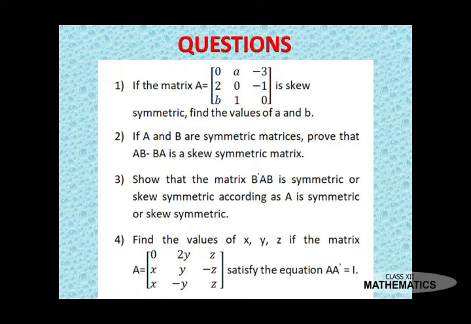Show that the matrix B dash AB is symmetric or skew symmetric according as A is symmetric or skew symmetric. This question is difficult to understand, but let's try. Two questions have been given here. What is the first question? When A is symmetric, you have to prove B dash AB is symmetric.